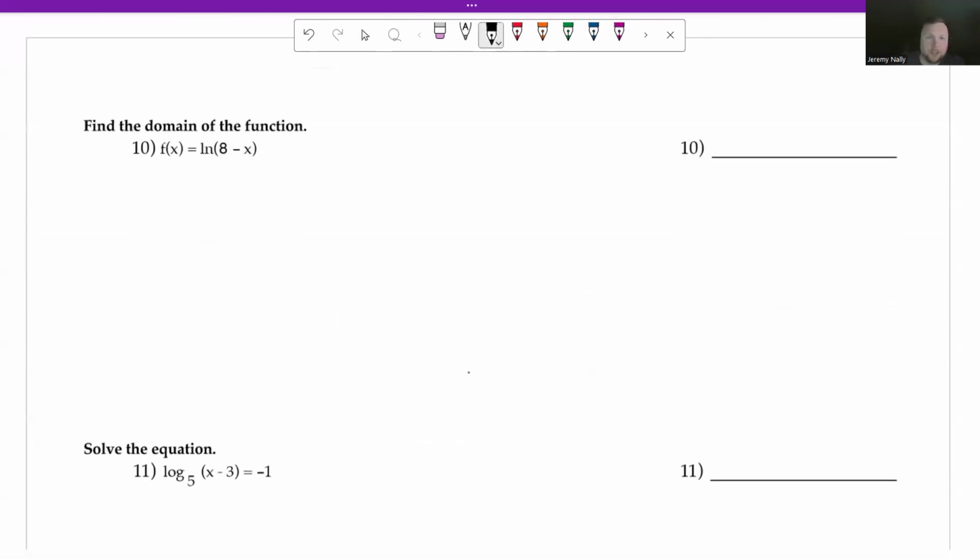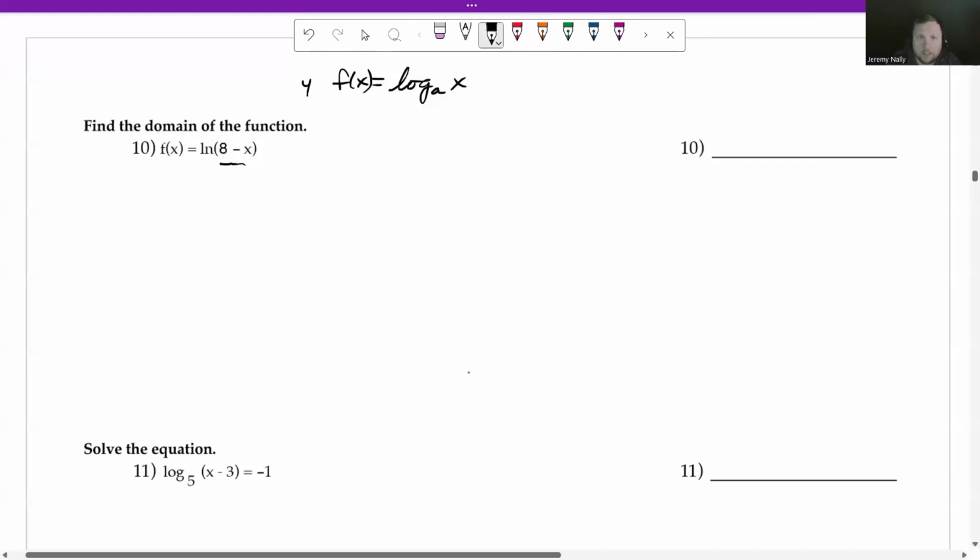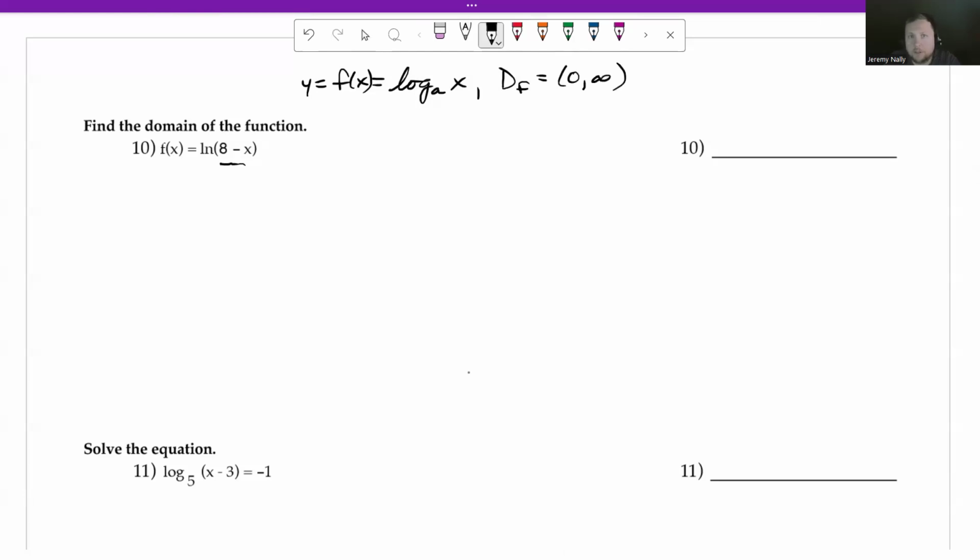Okay, find the domain of the function. For a natural log, if I have y equals any basic log function, so let's say this is f of x, or y equals f of x, then the domain is always going to be 0 to infinity, not inclusive on the 0. In other words, if we put that in set builder notation, it's x greater than 0.